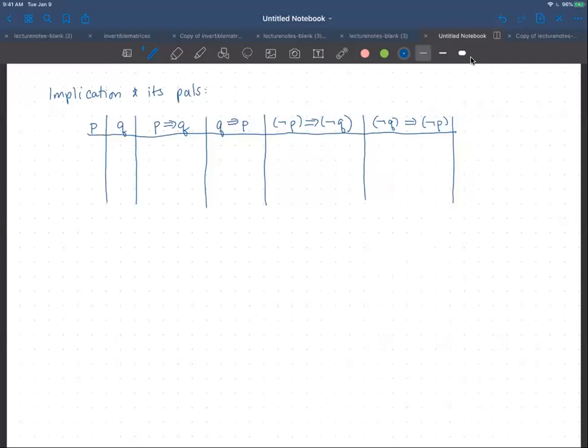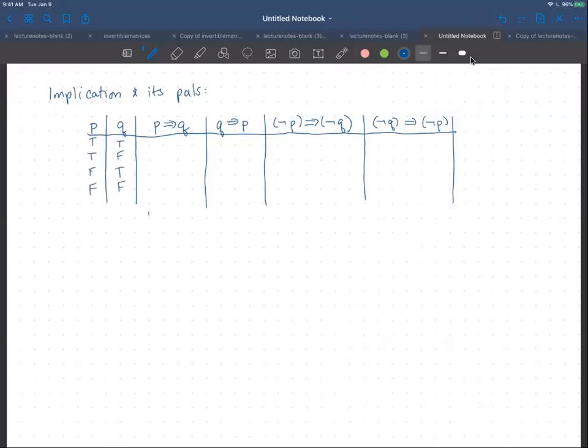So once we have an implication, we could wonder what kinds of statements we get if we switch around the hypothesis and the conclusion, or if we negate the hypothesis and conclusion, or if we negate the hypothesis and conclusion and switch them around. So let's work through the truth tables of those related statements and give them names.